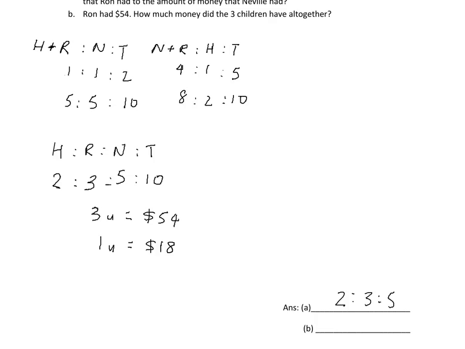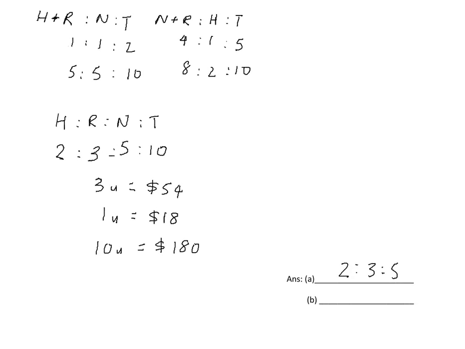Oh, okay. So, how much money did the 3 children have altogether? 3 children in terms of units is how many units, Daryl? 10 units. So I know that the 3 children have $180 altogether. So remember to write your answer down at the bottom with the units. $180. Anyone has any problem?